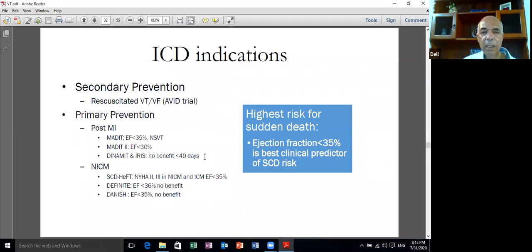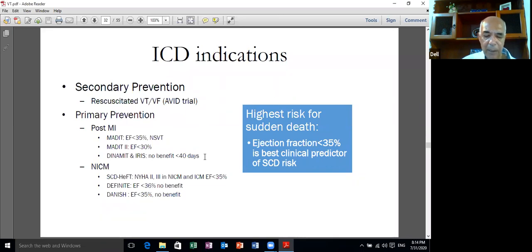Now, what are the indications for ICD? For secondary prevention, there is no disagreement. If you get ventricular tachycardia, sudden cardiac arrest, or ventricular fibrillation, there are three trials, the MUSTT, the CASH, and the AVID trial, all supporting the use of ICD implantation. The problem comes with primary prevention.